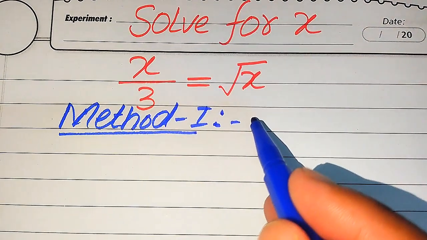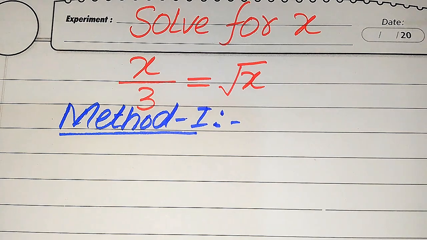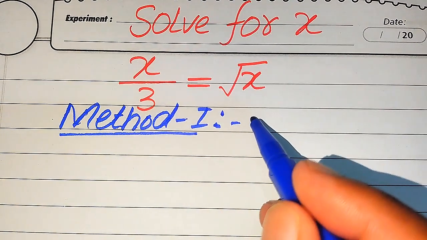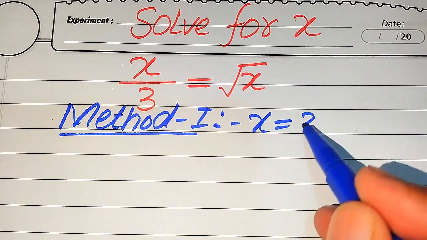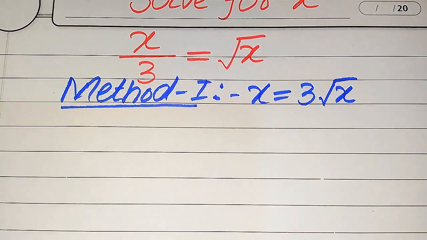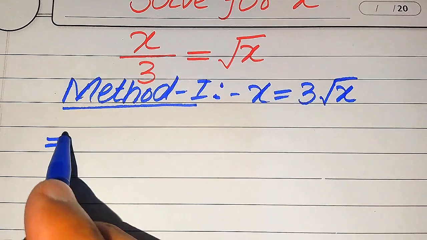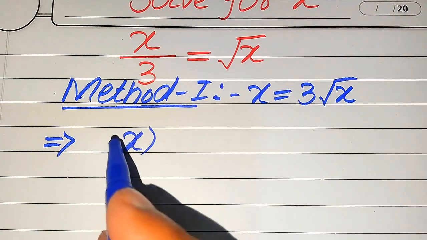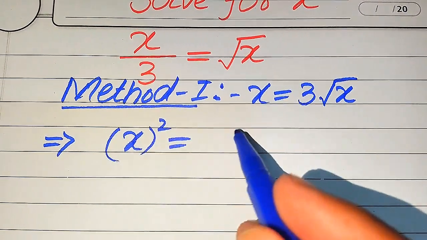Now we move towards our first method, and in the first method here we move this 3 to the right hand side, and it becomes x equals 3 times the square root of x. So here we use the squaring technique to find the roots of this equation. So for this we need to apply a square on both of the sides.